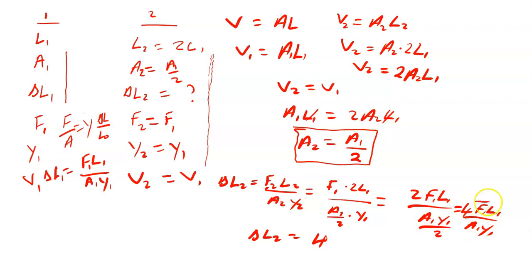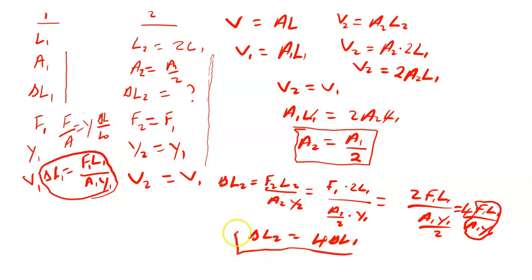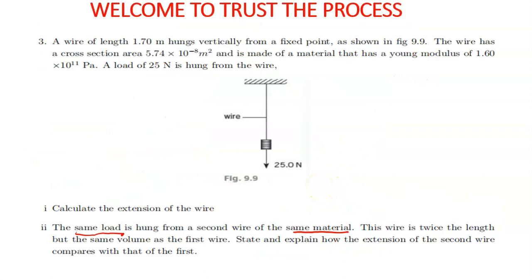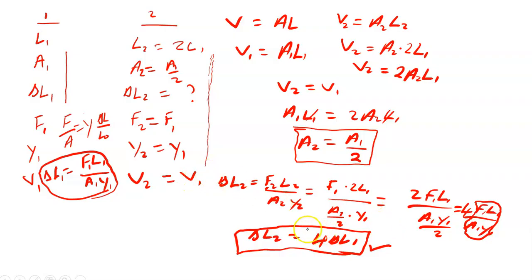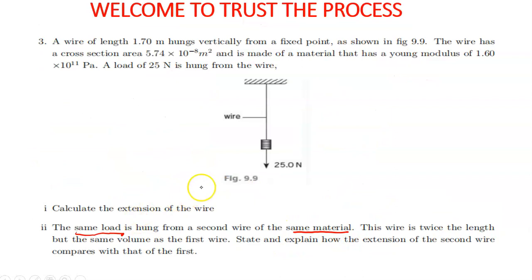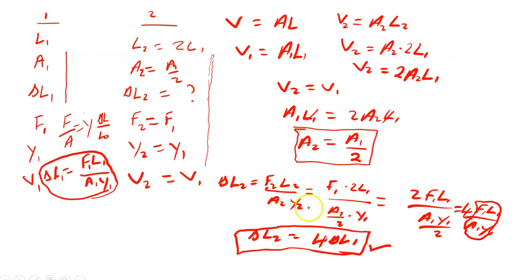When you see this, look at this. This is nothing but the extension in the first wire. So from here you can tell what the question wants. The question wants you to first start by stating that. So the comment that you can make here is that the extension in the second wire is just going to be 4 times the extension in the first wire.